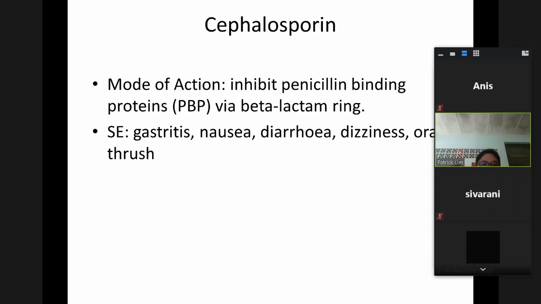Then we have cephalosporin. Cephalosporin, there are few classes. Usually we use the second and third generation cephalosporin. Mode of action is that it inhibits the penicillin binding protein via beta-lactam ring. So side effects of cephalosporin are gastritis, nausea, diarrhea, dizziness, and oral thrush. Because if you take too much antibiotic, you can have immunocompromise.